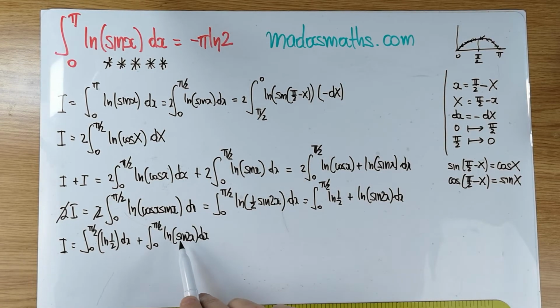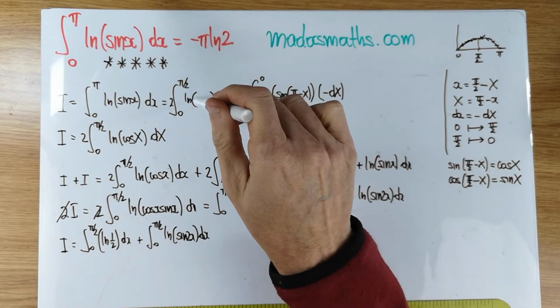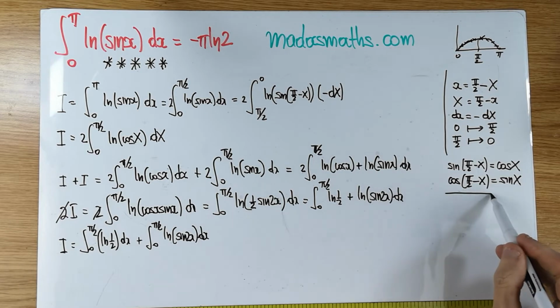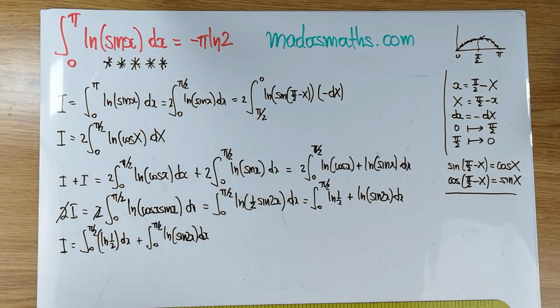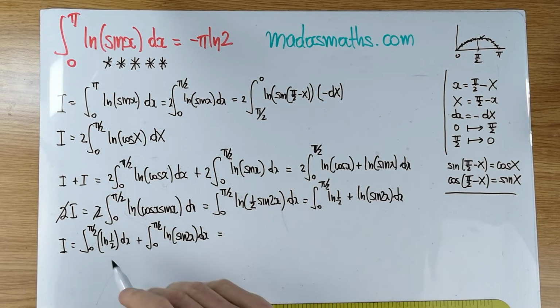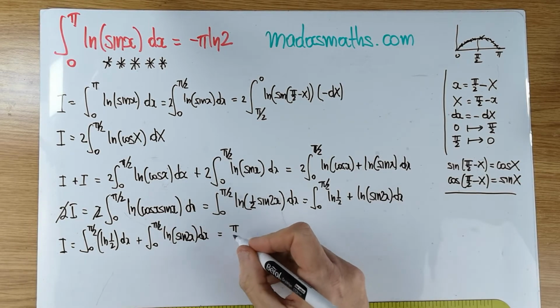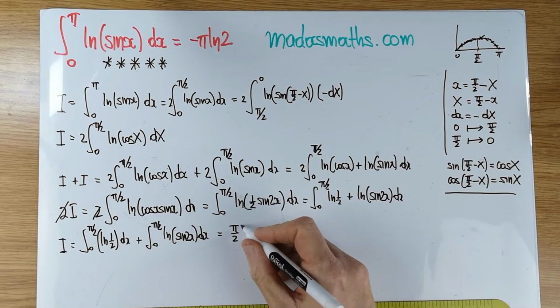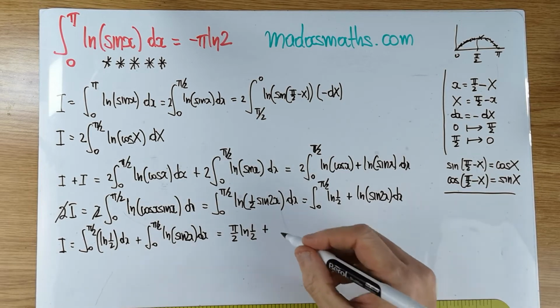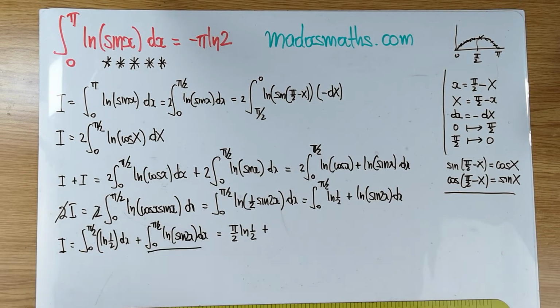But this particular integral reminds me of this particular one, if only that 2 wasn't there. So I'm going to use another substitution just for the second integral. Or perhaps what I should do is first evaluate that and say the following. Integrating that between 0 and pi over 2, you can just check that very quickly, is pi over 2 times the log of a half plus, now I'm going to use a substitution for this particular integral.